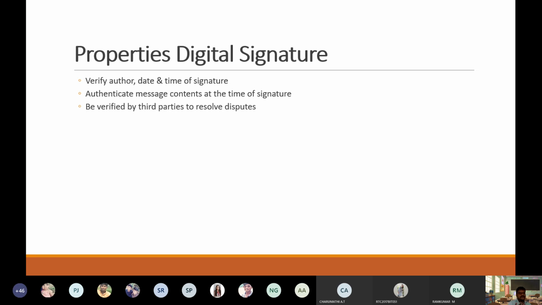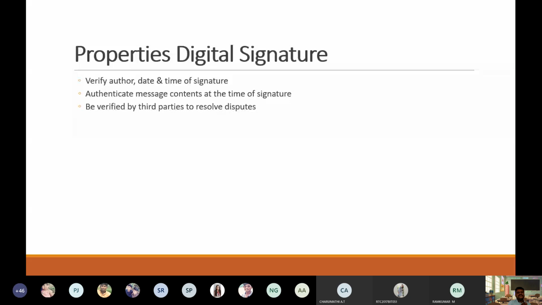Okay, so as already told, you need a digital signature. That digital signature verifies that the signature belongs to you, that is, the author, and the time and date of that particular signature. It verifies all these things. And authenticating the message is nothing but saying that the content has already been read and known by me. That is an authentication. Clear? Authentication of the message. And the third point is that it can be verified by third parties.